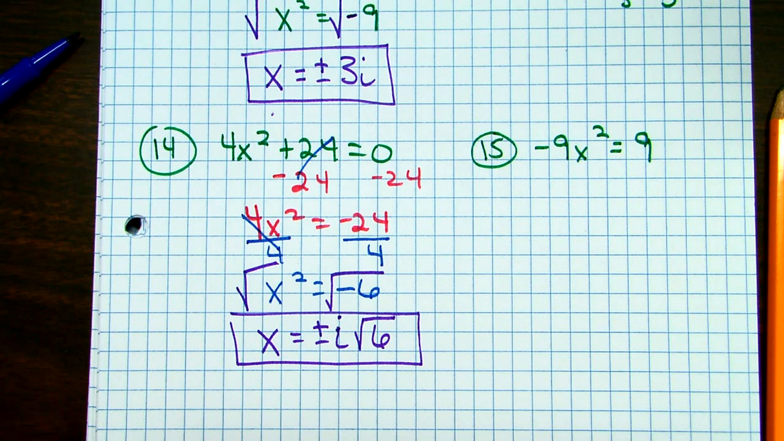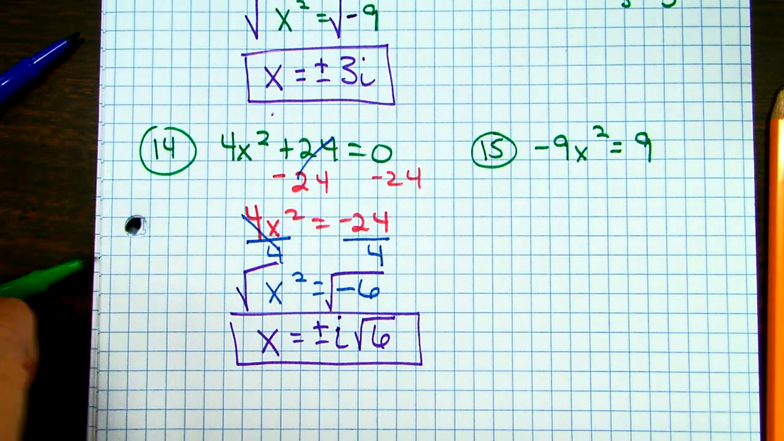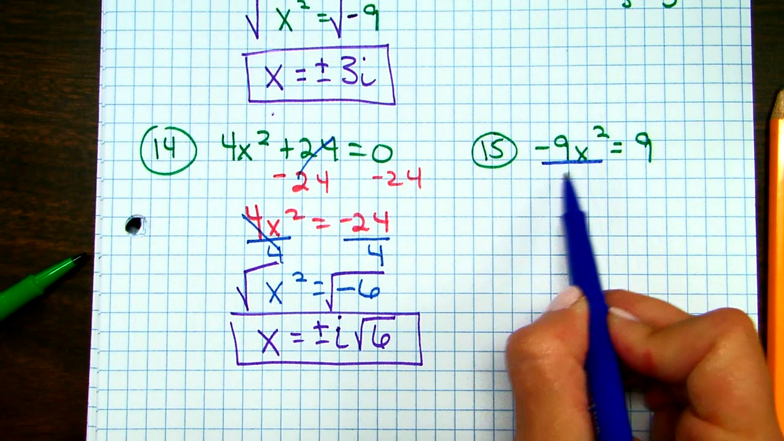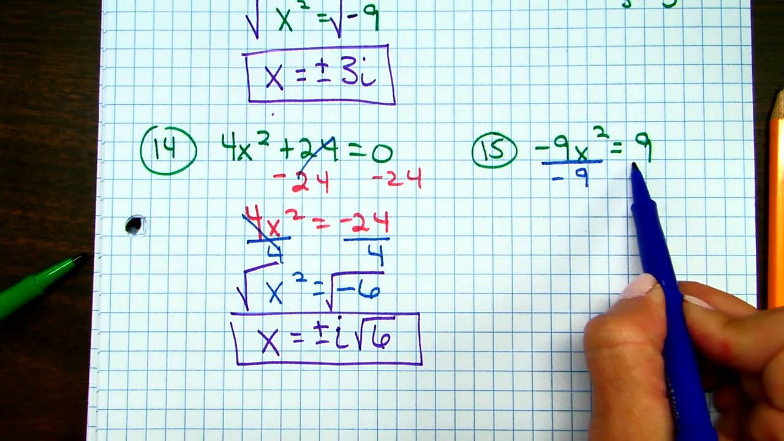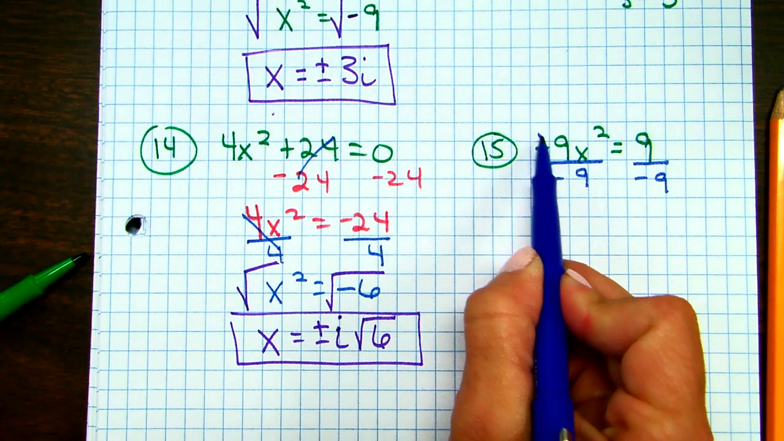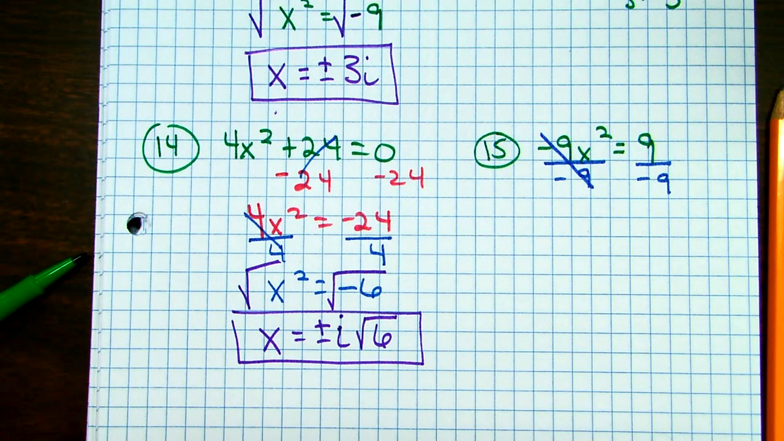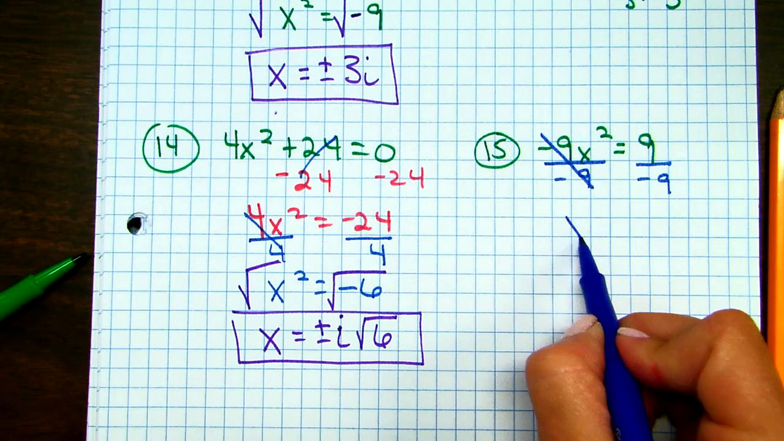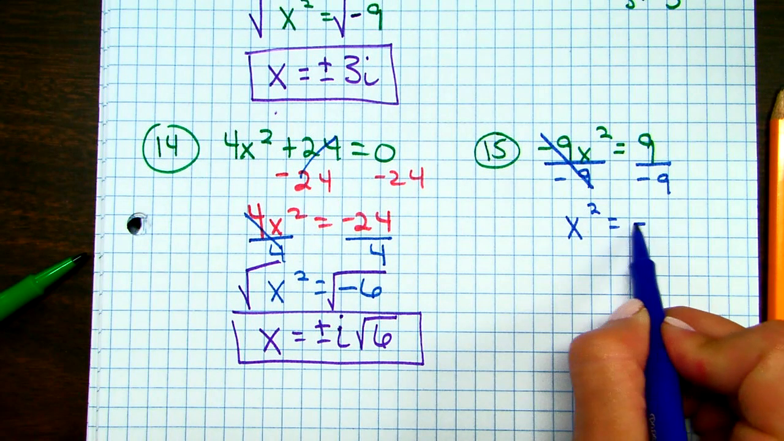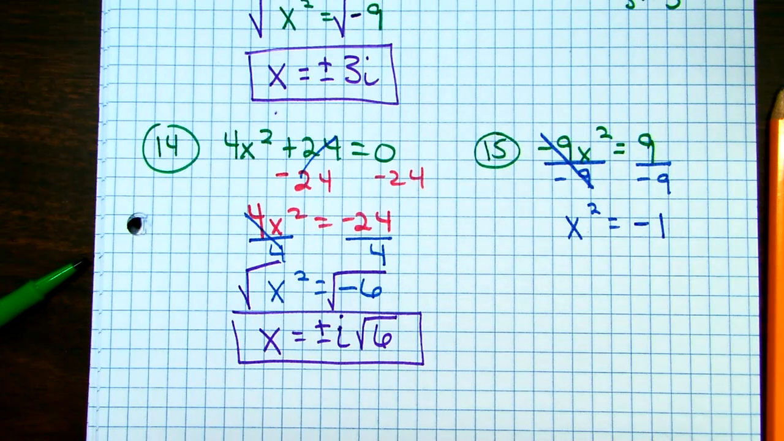There's nothing to add or subtract, right? All we have is negative 9 times x squared. So we will divide both sides by negative 9. Negative 9 divided by negative 9 is 1... negative 9 over negative 9 gives us negative 1.